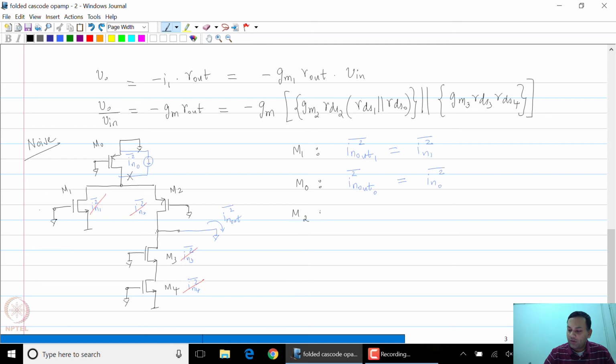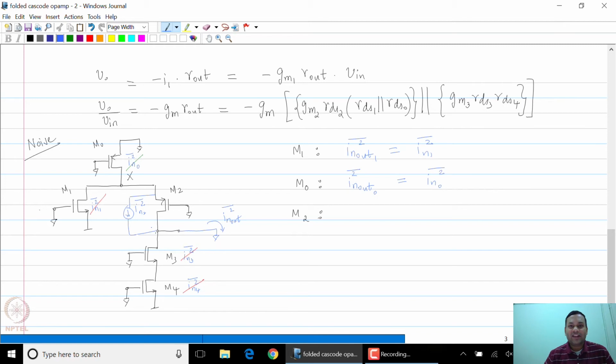What about M2? Noise from M2. So M2, remember, is the common gate structure. Normally, you do not expect additional noise from M2 because, as you might expect, the noise from the cascode does not make its way to the output. Let us confirm that this is indeed true by doing the following. So let us consider the noise from M2. Now, we do not know how to analyze this really well.